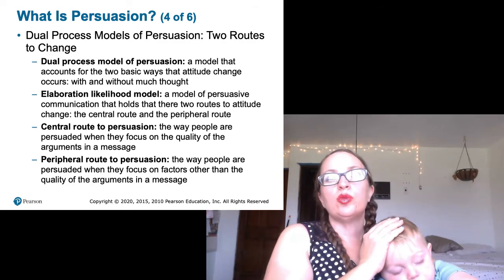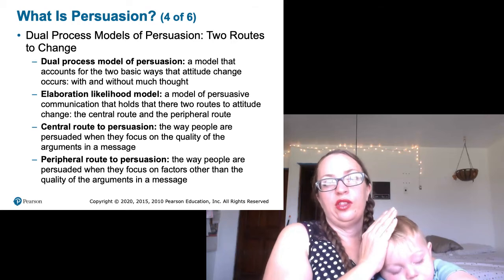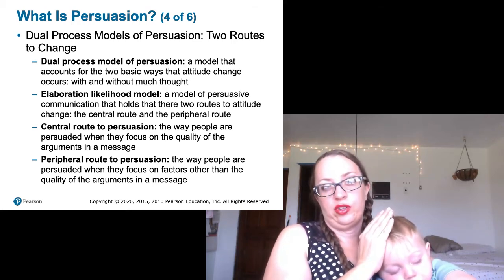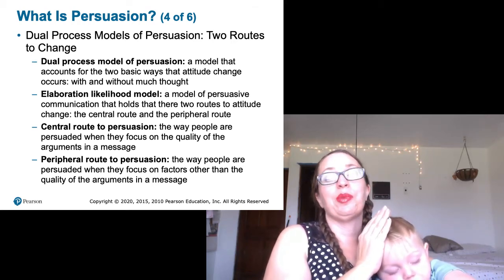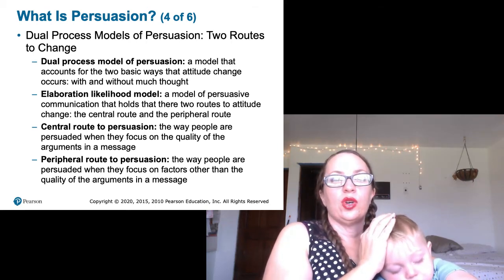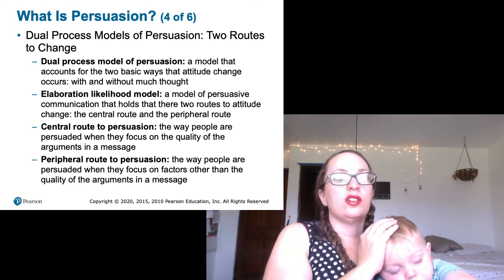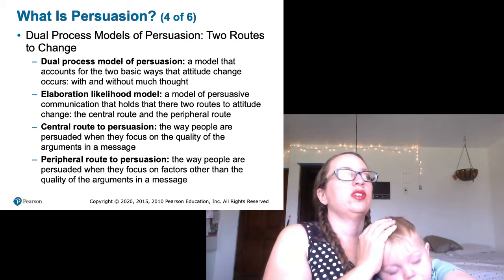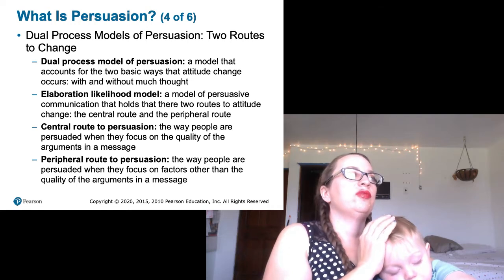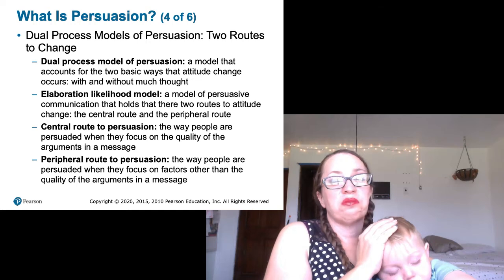There's something called the dual process model of persuasion, and this suggests that there's two basic ways that attitude change occurs: with thought and without much thought. Okay, I know that's very basic, but it's an important thing to think about. So sometimes we are persuaded to change with a lot of thinking, with a lot of effort, and it's a very cognitive process. And then there's other times we're persuaded to change without any thought.